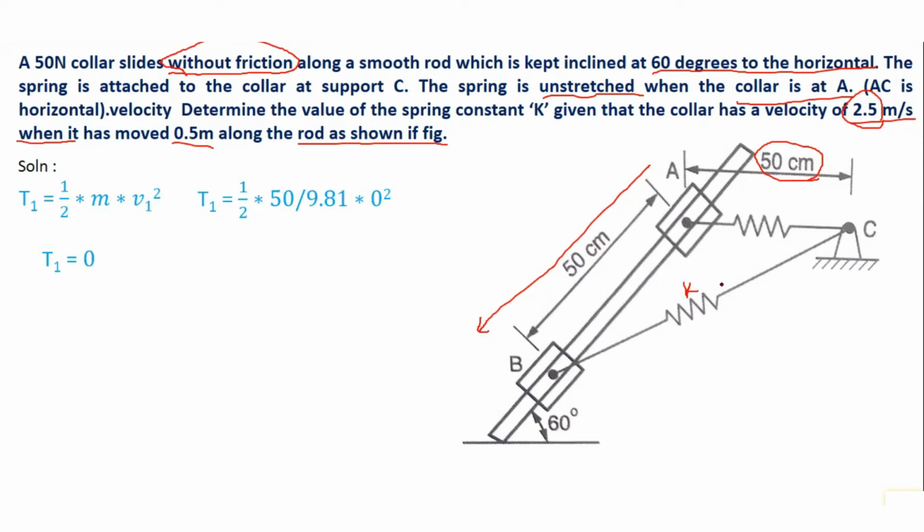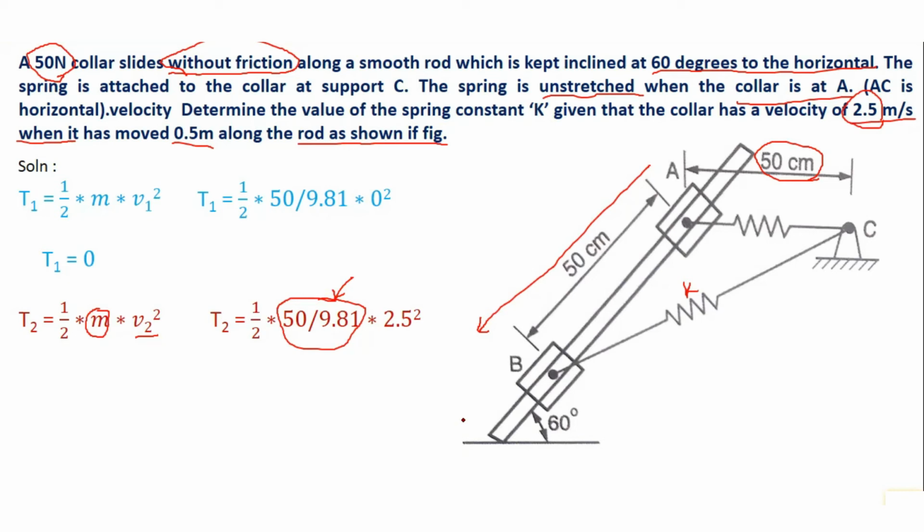For T2, we are given the velocity that at point B the velocity is 2.5 meter per second. So T2 is equal to half m v2 square. Mass is given to us. Now look here, in the question we are given a 50 Newton collar, that means weight is directly given, but what we need here is mass. So mass will be 50 divided by 9.81, multiplied by v2, which is 2.5 square. Please note this step, students make mistakes here. They just directly write 50. Proceeding further, I will get T2 as 15.927 Newton meters.